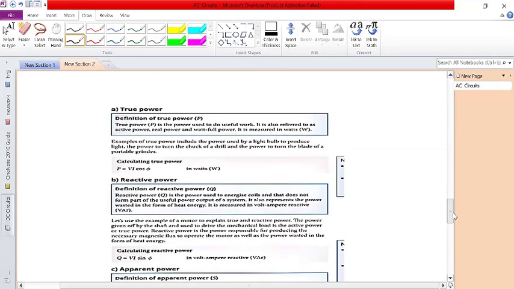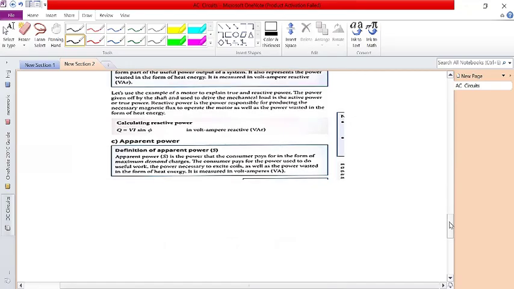Then for AC circuits, there are various types of power: true power, reactive power, and apparent power. True power is the useful power which is used, and the formula is given by P equals VI cos phi. Then we have reactive power, which is the power which is wasted, given by P equals VI sin phi. Then we have apparent power, the power that we pay for, given by P equals VI.